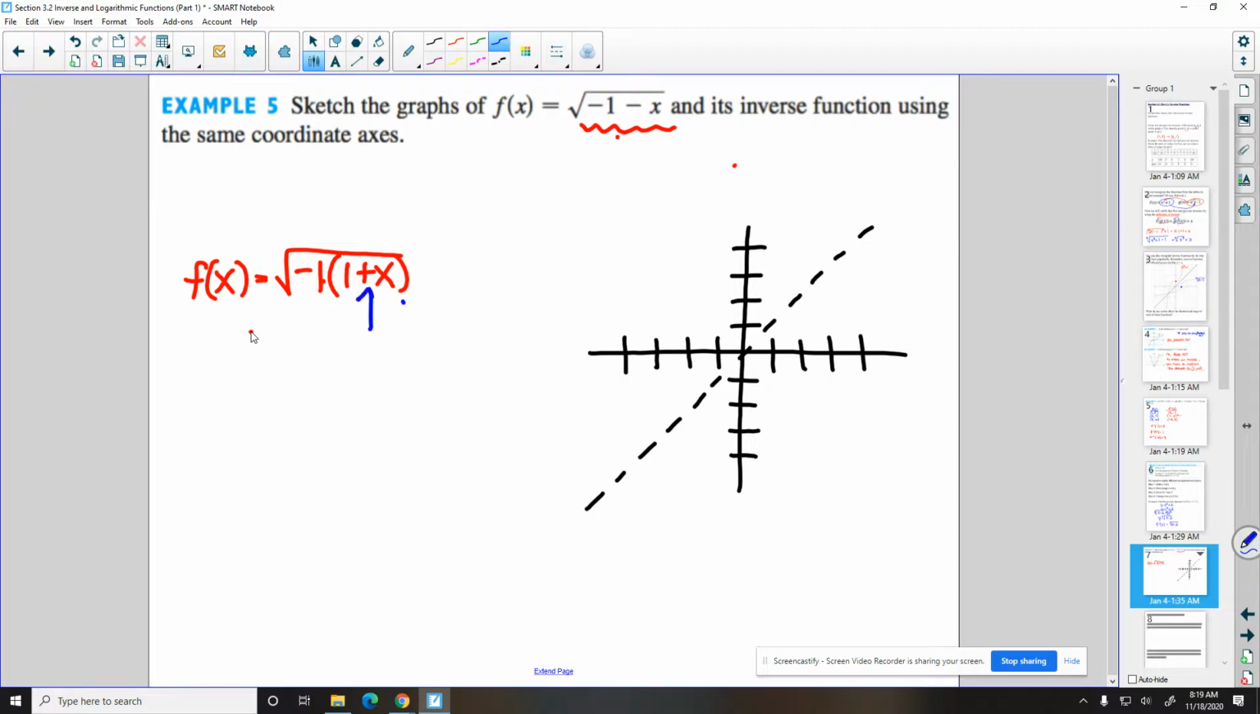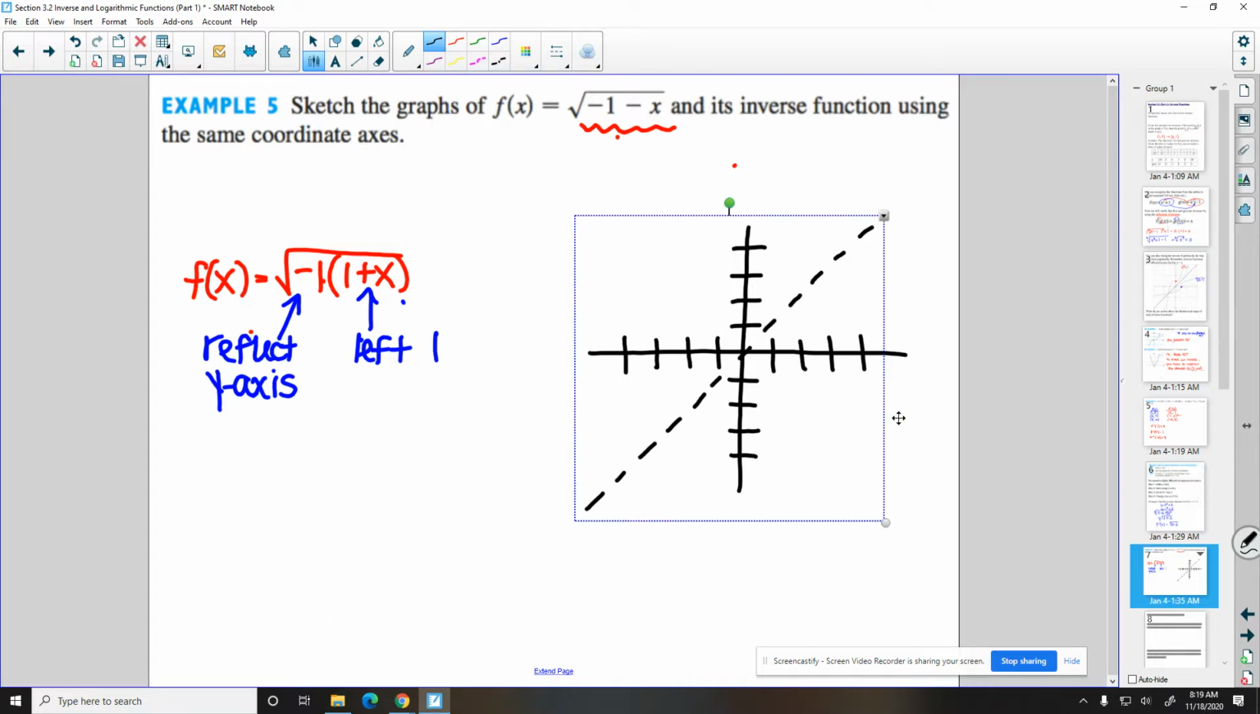So when I do this, I can see that x has been added by 1, which is going to make the graph go left 1. And this negative on the inside is going to reflect the graph over the y-axis. And when I say the graph, I'm talking about the parent function, which is the square root function. So the square root function normally has points at what, 0, 0, 1, 1, 4, 2. So we're going to move it left. I'm sorry, we're going to reflect it first and then move it left.